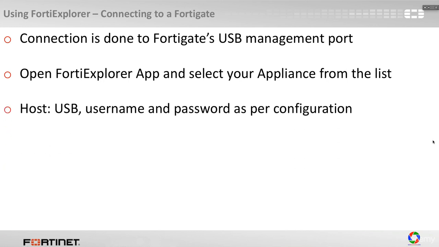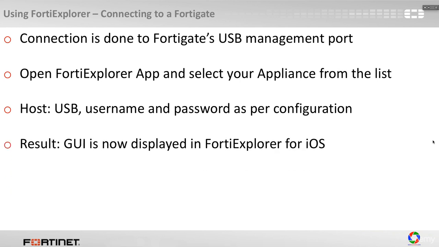In terms of how to add an appliance in your Forti Explorer application, when you have to complete the fields on the host, you'll write USB, and username and password are per configuration. What does this mean? It means that if it's a brand new appliance, we've seen up to this point that the username is admin and then no password. And if you have passed this step and it's an appliance that you've been using and set up any username and password, then you will use those, obviously.